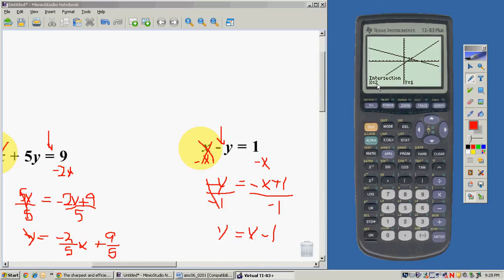So the intersection is 2, 1. That means that if I plug 2 in for the x on either of these equations, this one or this one, and a 1 for the y on either equation, I will get the answer of 1 for the one on the right and 9 for the one on the left. And then that has solved the equation.